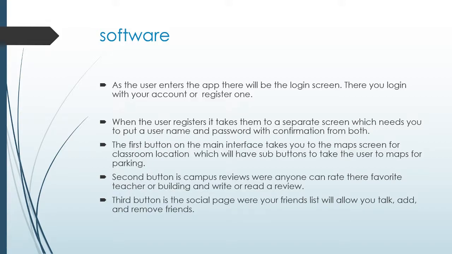Now, the third and final thing on the main interface will be the social page. This will be where your friends list is, and from there, it will allow you to talk, add, and remove friends. And also inside of this, you could do groups as well. You would just need to click on the person you're talking to and add them to the group and to the conversation.